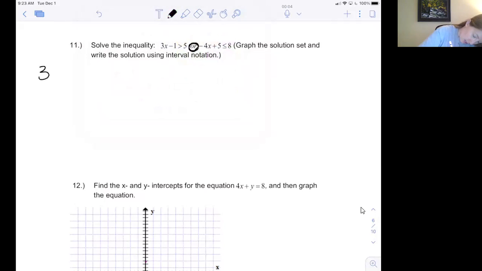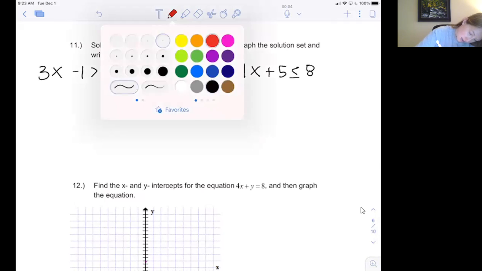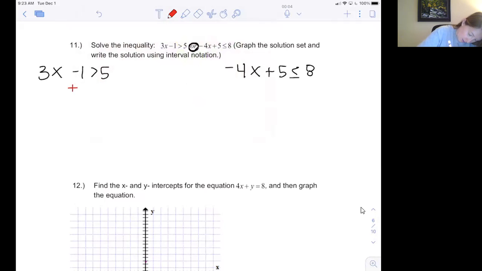So you're going to have 3x minus 1 is greater than 5, or negative 4x plus 5 is less than or equal to 8. Okay, so first I add 1. I'm going to go through this fast, so if I go too fast, just pause, slow down, whatever you need. Then I divide by 3, divide by 3. So I have x is greater than 2.